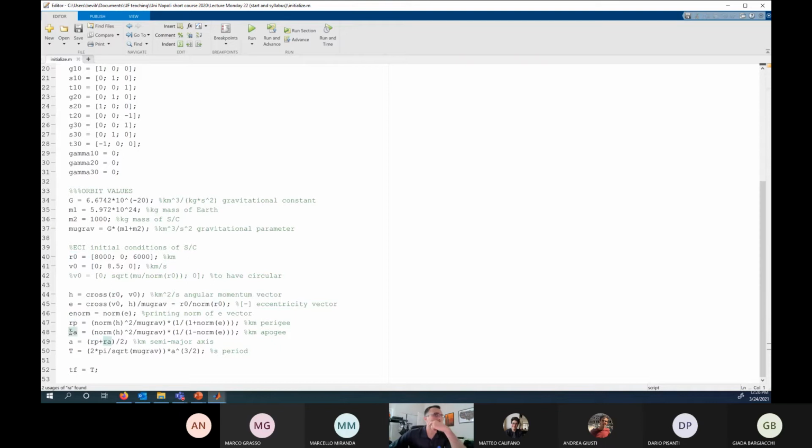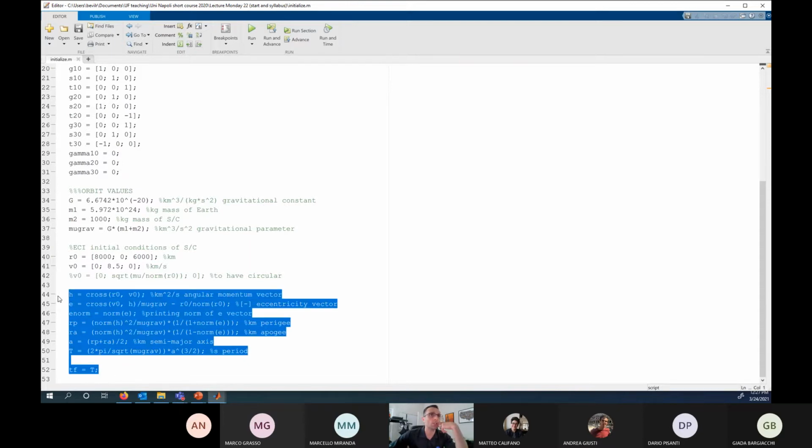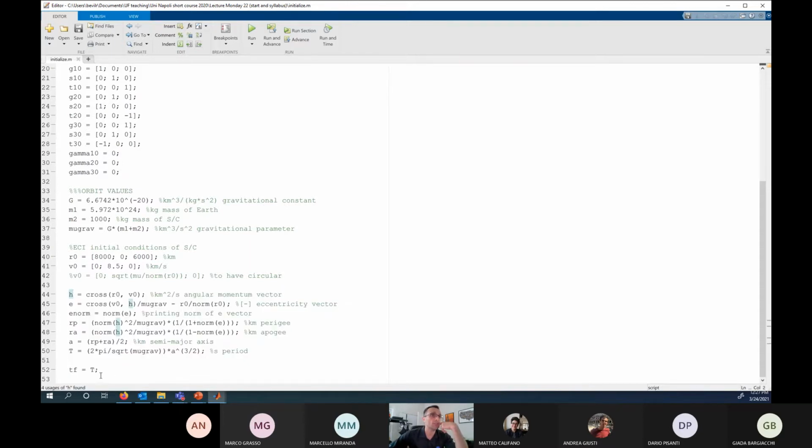This is the position of perigee, position of apogee. Nothing special. The semi-major axis is the position of perigee and apogee divided by 2, obviously, because of geometry. And then Kepler's law gives me the orbital period. So I go through all this pain. Why? Because actually I want the orbital period. And so the orbital period requires me to compute the semi-major axis.